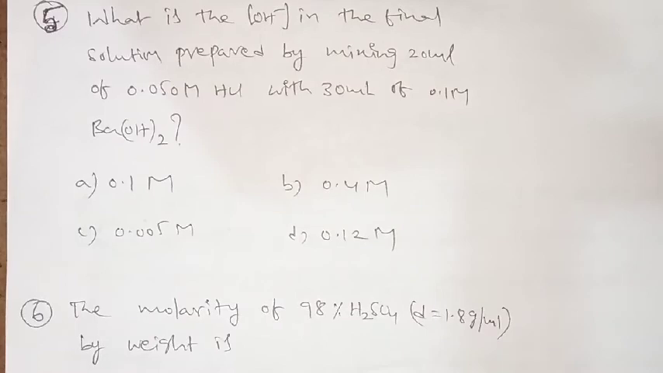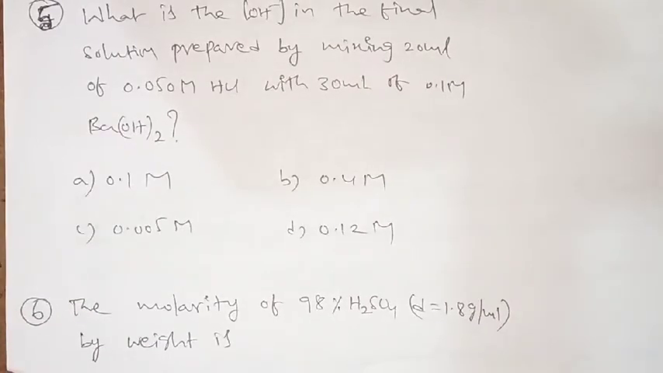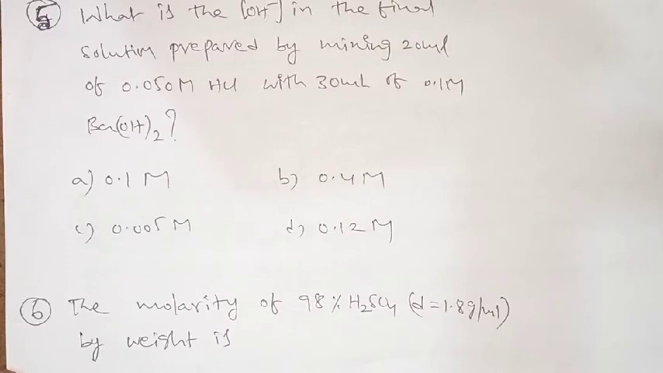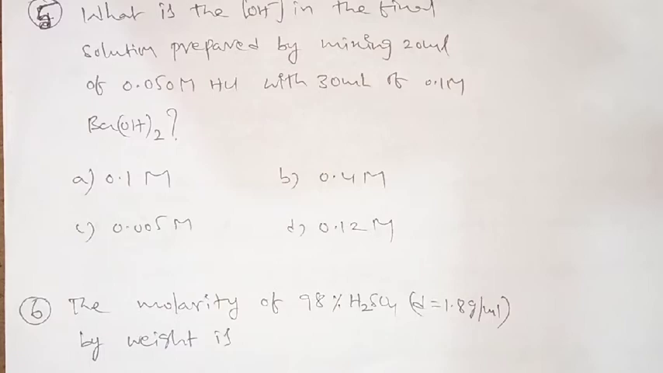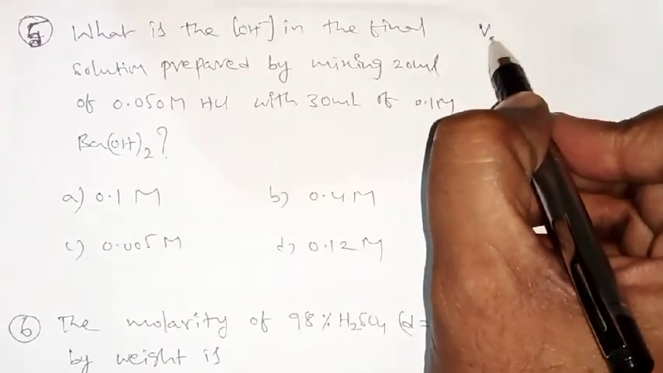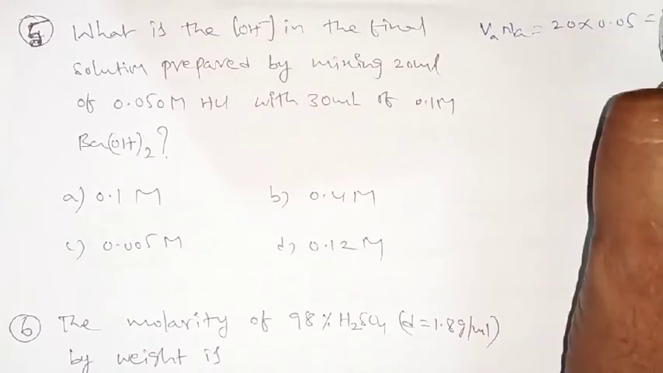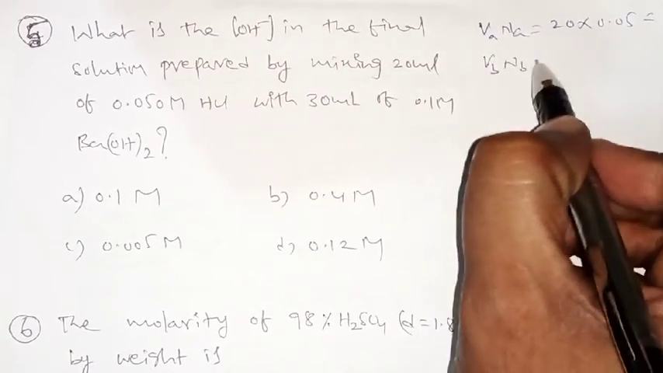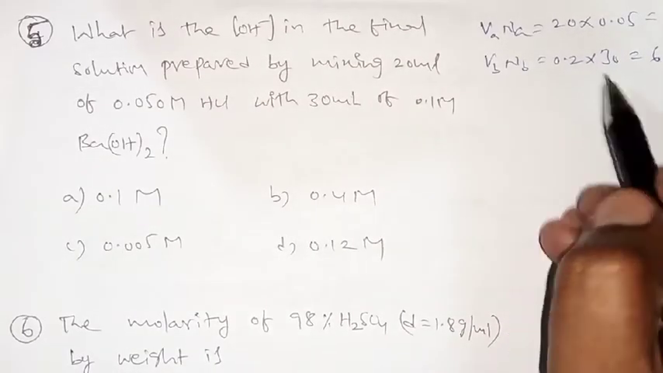What is the OH minus ion concentration in the final solution prepared by mixing 20 ml of 0.05 M HCl with 30 ml of 0.1 M Ba(OH)2? So here also, acid is mixed with base. But which is dominating? First identify that. VA Na equal to, what will we get here? 20 into 0.05 equal to 1. VB equal to, how much will we get? 0.2 into 30. What will we get here? 6. Is it okay? This is acid, this is base.